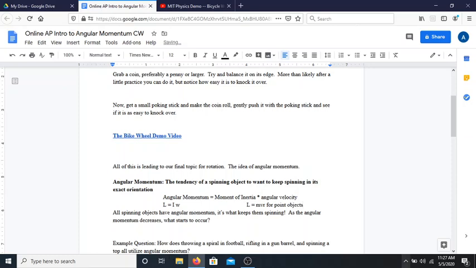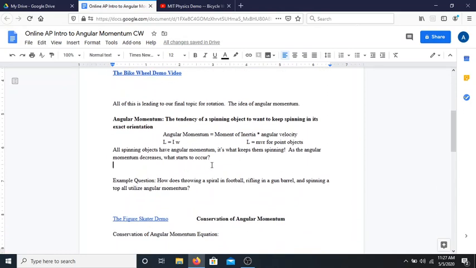So right there, angular momentum is really just dependent on the moment of inertia of an object times how fast it's spinning. And what we're going to find out is that when angular momentum starts to drop on a spinning object, it actually causes some weird things to happen. So looking at this next question: all spinning objects have angular momentum. As angular momentum decreases, what starts to occur?